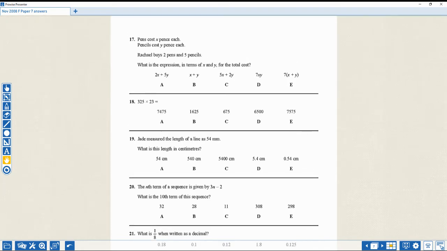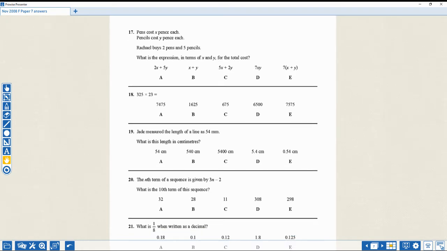Okay, so question number 17. Pens cost X pence, pencils cost Y pence, and Rachel buys 2 pens and 5 pencils. What's the expression? So 2 lots of X for 2 pens, and 2 lots of Y. So 2 lots of X plus 2 lots of Y, 2X plus 2Y. Sorry, 2x plus 5y, not 2y. So 2 lots of x plus 5 lots of y. So 2x plus 5y is our solution.